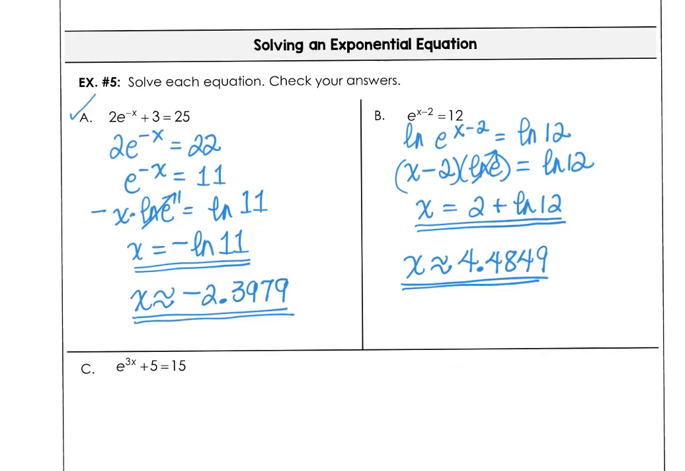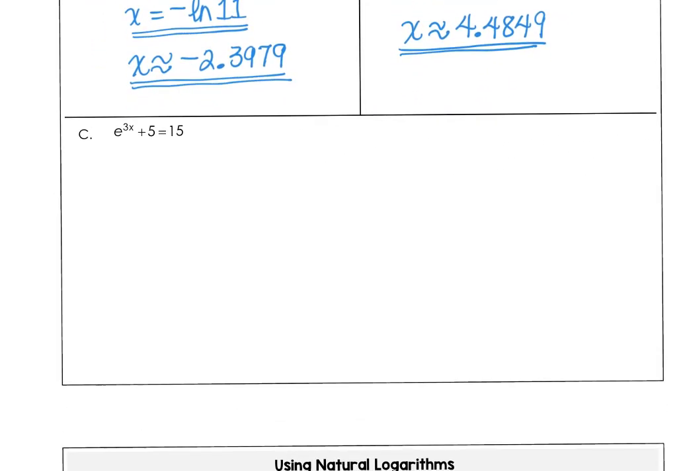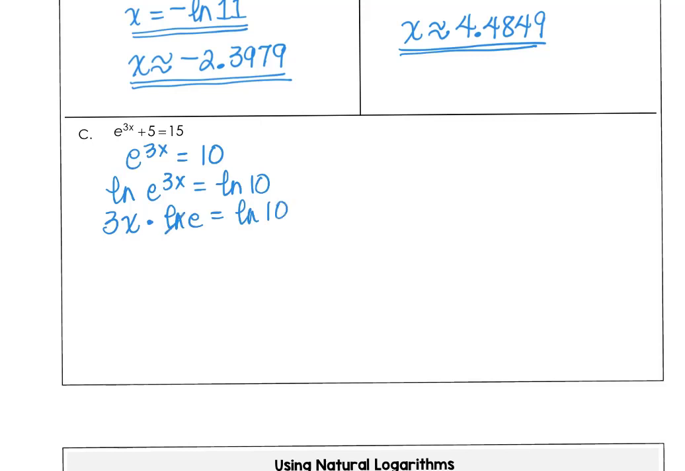And then lastly, in example 5, part C, we have 15 and we're subtracting 5, so 15 minus 5 is 10. Taking the natural log of the left and the natural log of the right gives us the ability to move that power, 3x, down into the front as a multiple. And we got 3x times natural log of e, which is 1. So 3x is equal to natural log of 10, so x is natural log of 10 divided by 3.